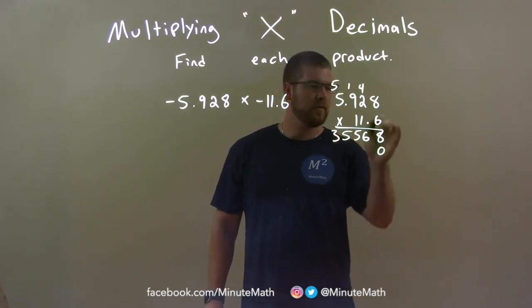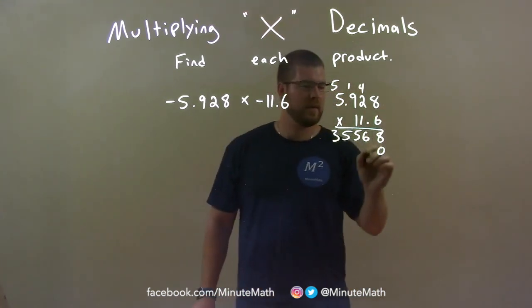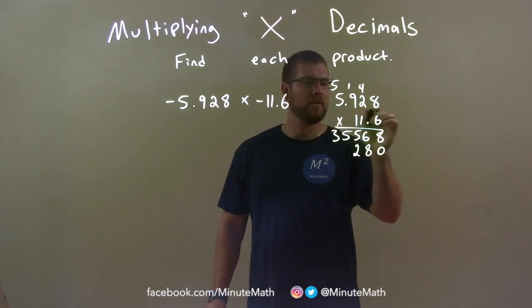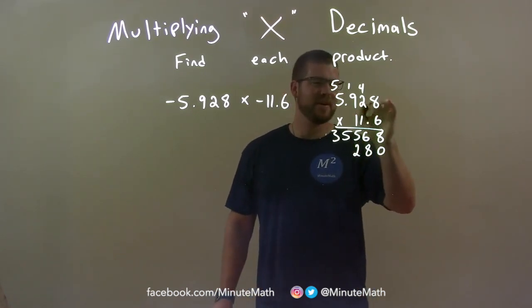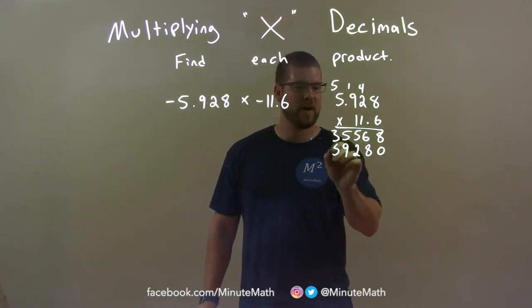Place value for the 6, and we deal with this 1 right there. 1 times 8 is 8. 1 times 2 is 2. 1 times 9 is 9. And 1 times 5 is 5. Okay?